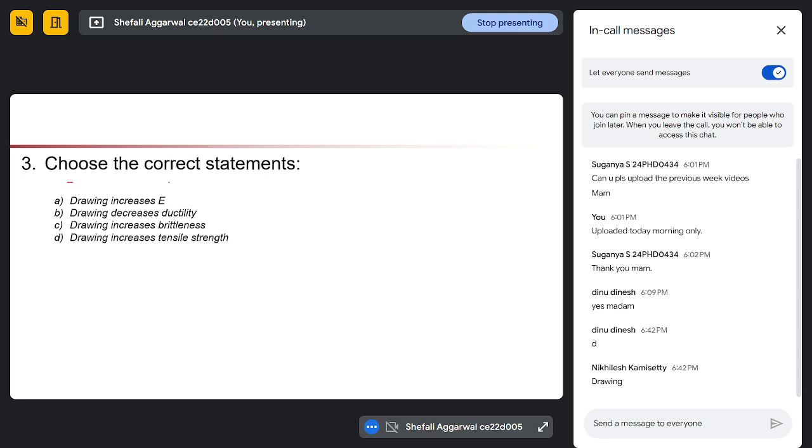Next question is, choose the correct statements. Drawing increases modulus of elasticity, it decreases the ductility, it increases the brittleness, or it increases the tensile strength. More than one statement is correct. Any idea?